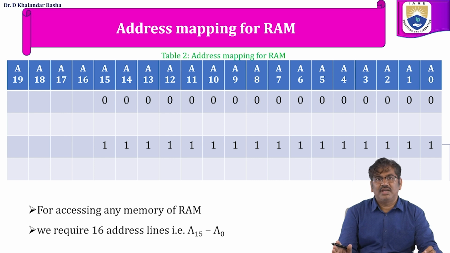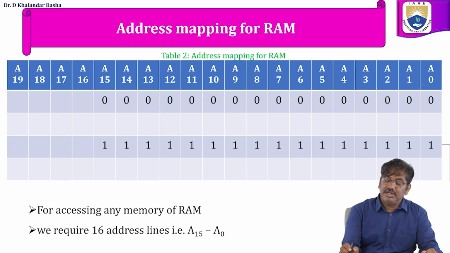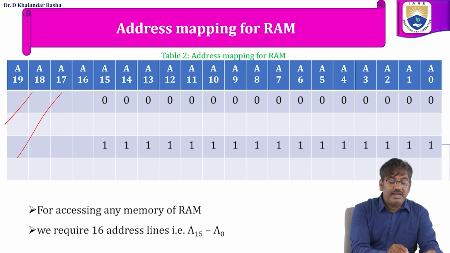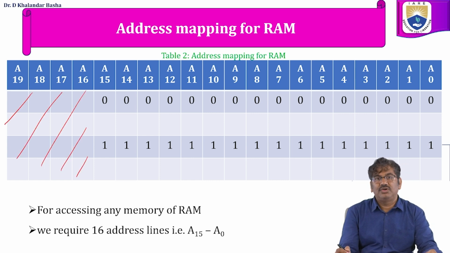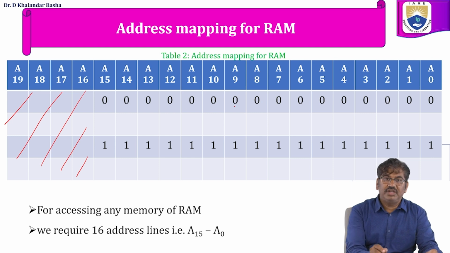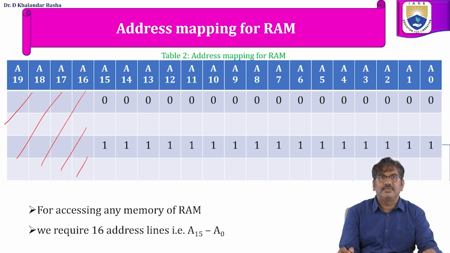Similarly, for RAM, for each row we can place 16 address lines for accessing any one row of the RAM. That is from A0 to A15; A19 to A16 are used for decoding purpose. From A0 to A15, we can pass each and every bit as 0, and we can pass 1s for each and every bit for the maximum. So, for accessing any memory RAM, as we know, 16 address lines, we pass all bits 0 for finding the minimum address and all bits 1 for the maximum address. The remaining address lines, that is A16 to A19, are used for decoding purpose.